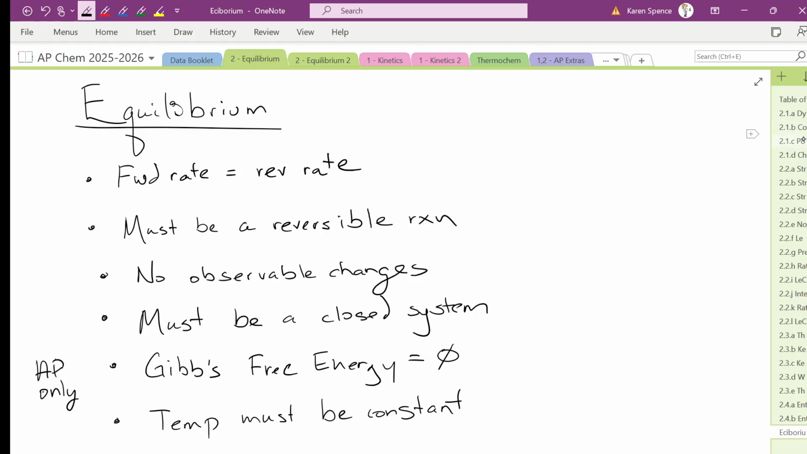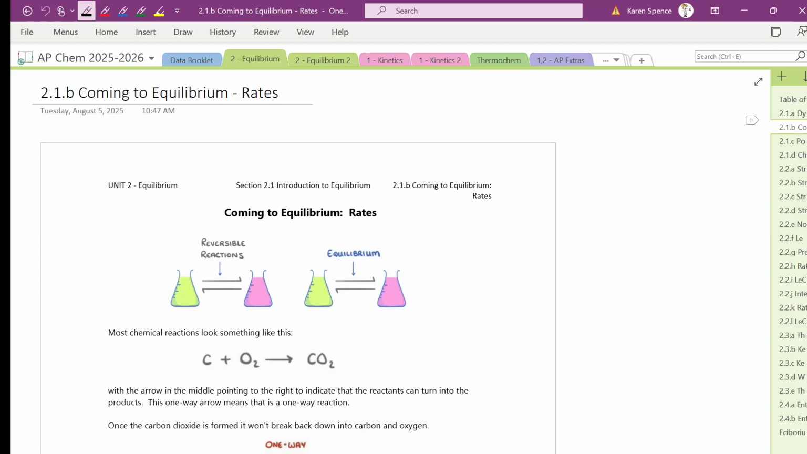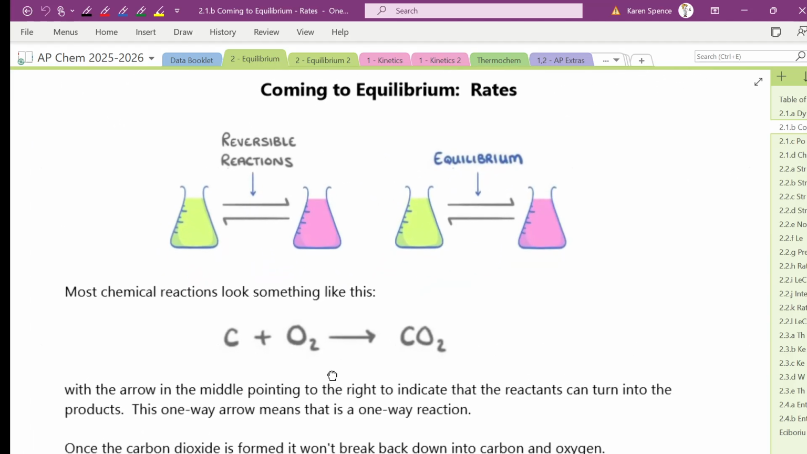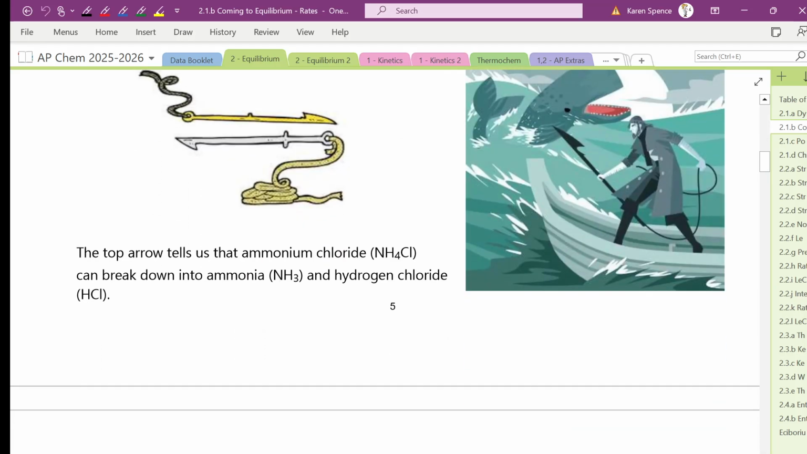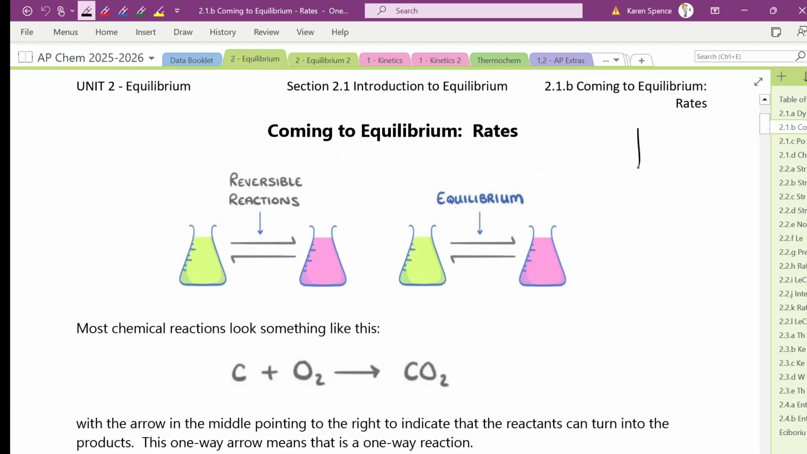today we are going to look at coming to equilibrium in terms of rates. And this is on page 5, 2.1b in the pink book.